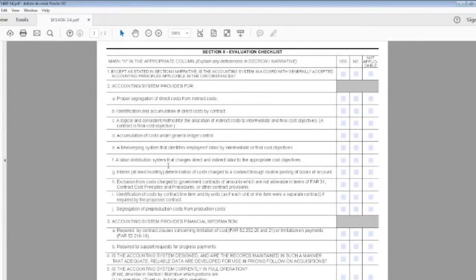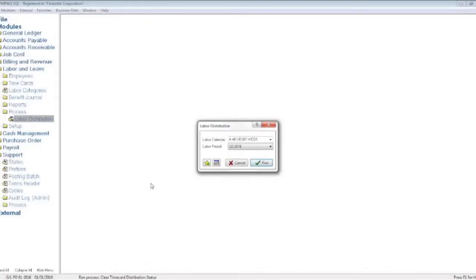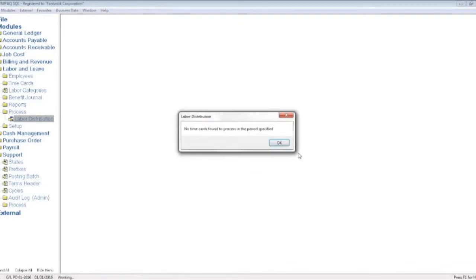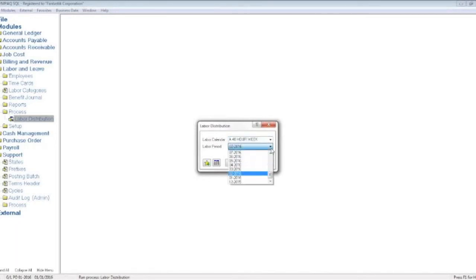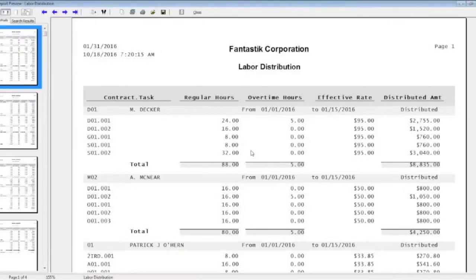This is where a lot of contractors fall short, is that you don't have an adequate labor distribution system that charges direct and indirect labor to the appropriate cost objectives. So effectively what that means is this: I'm going to run a process in the accounting system called labor distribution. I'll run that for a given time period, and there it is.